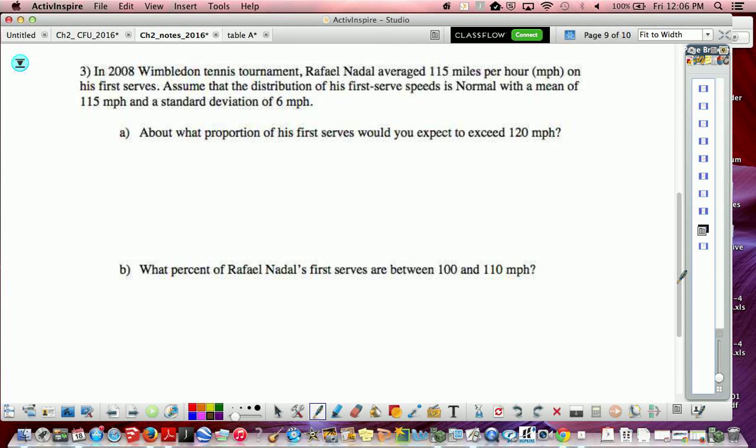It says in 2008, so a little outdated, Wimbledon tennis tournament, Rafael Nadal, still playing tennis, averaged 115 miles per hour on his first serves. Is that fast for you tennis players? Yeah, I think so. Anything going over 100 miles an hour is fast.